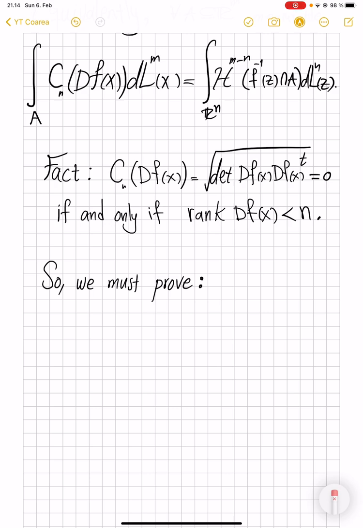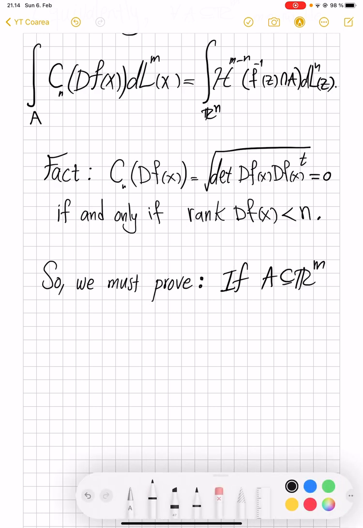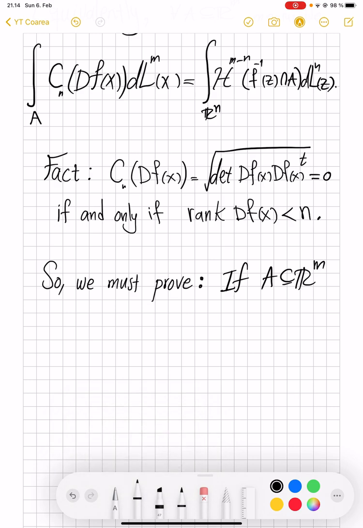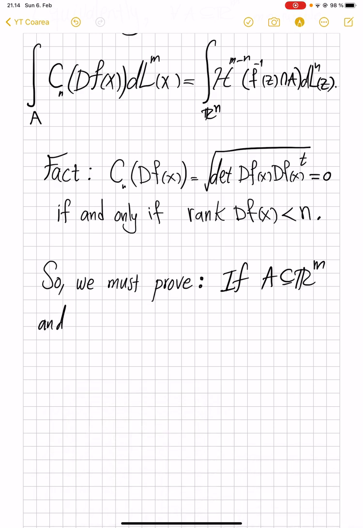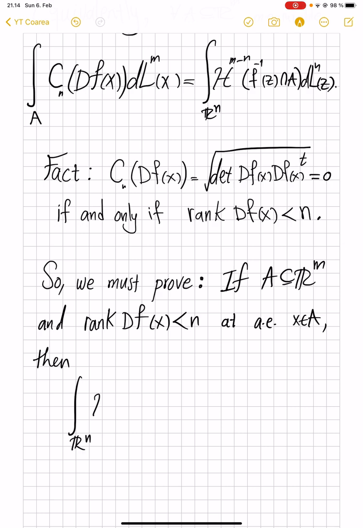Therefore, if A is a subset of R^m that is measurable and the rank of the derivative of f at x is strictly less than n at almost every x in A, then the left hand side is 0 because you integrate 0. Therefore, the right hand side must also be 0. So the integral of H^(m-n) of f inverse of z intersected with A, dL^n of z, must be 0.